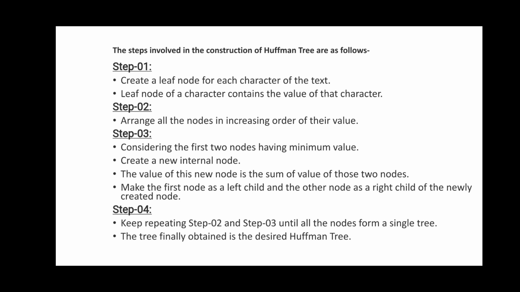In the next step, consider the first 2 nodes having the minimum value, then create a new internal node. The value of this node is the sum of the values of those 2 nodes. As we have considered the 2 nodes with minimum values, we sum both values and assign that sum to the new node which we have created. Now, from the 2 lowest values, choose the first node and make it the left child of the new internal node, and make the other node the right child of the newly created node.